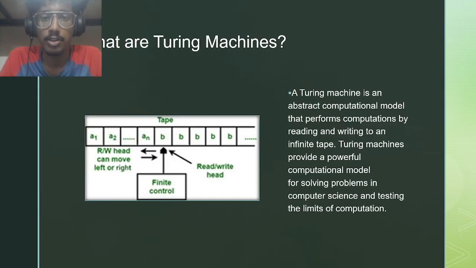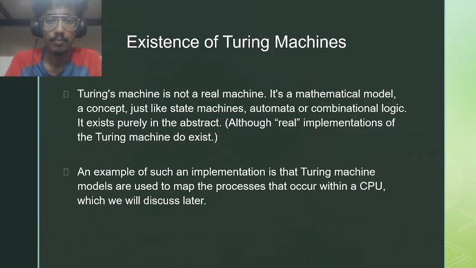So what are Turing machines? A Turing machine is an abstract computational model that performs computations by reading and writing to an infinite tape. Turing machines provide a powerful computational model for solving problems in computer science and testing the limits of computation.